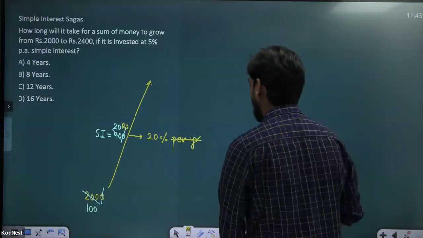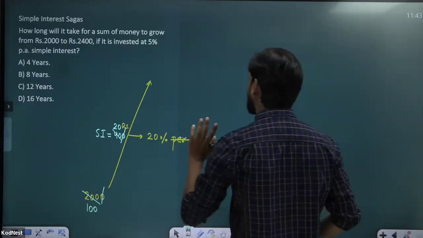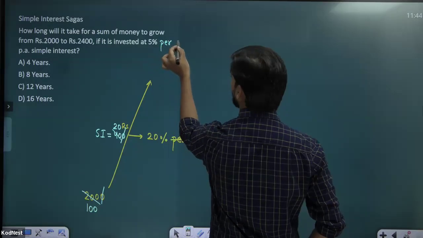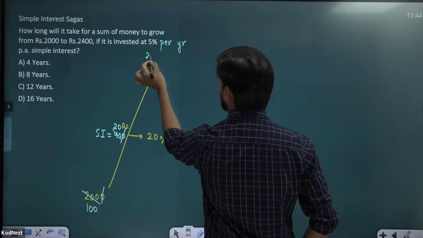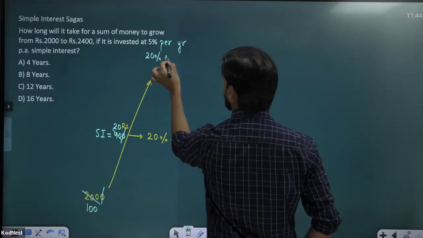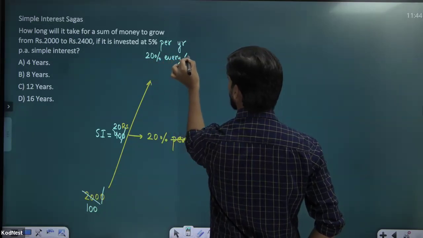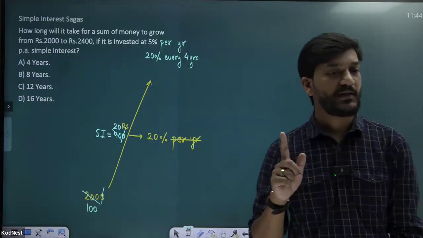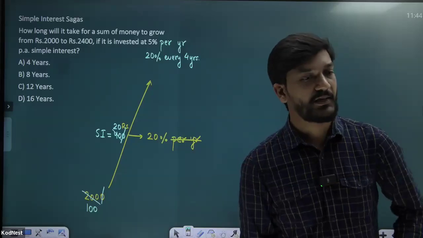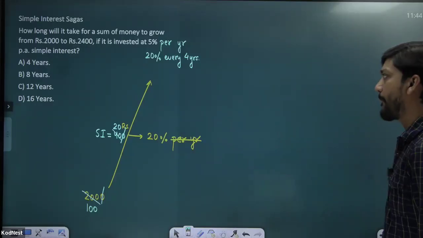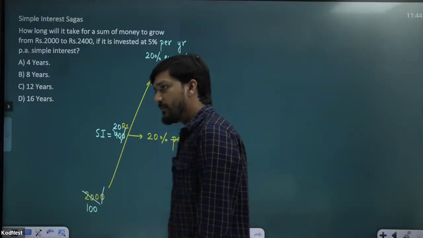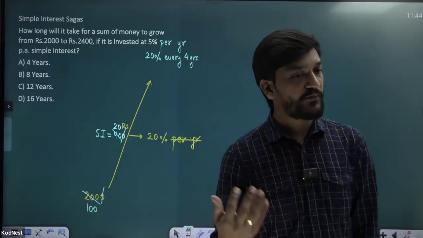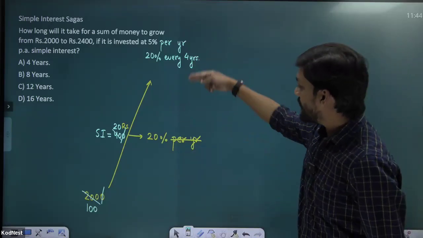Okay, now carefully see. It will make sense or it will completely match this way. 5% per year. So can I say 20% every 4 years? Carefully answer. 1 year 5%, so 4 years 20%. Yes or not? 5% per year, so 20% per 4 years or every 4 years. That is how it will match.